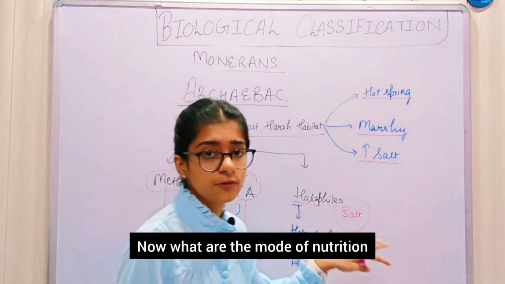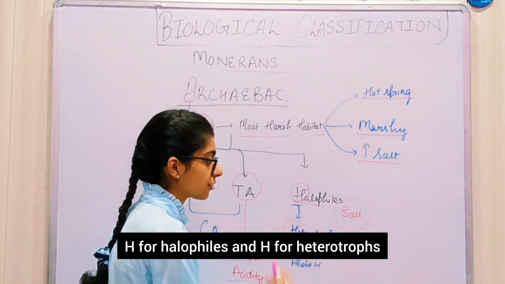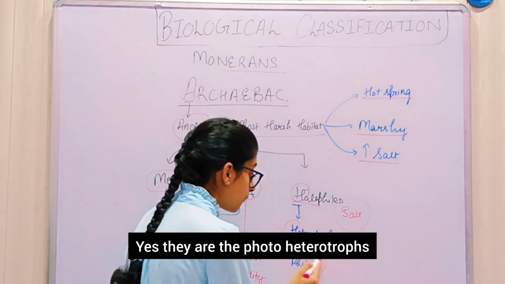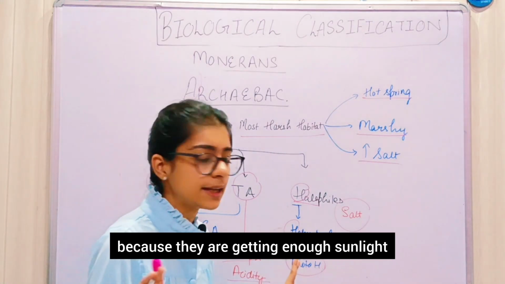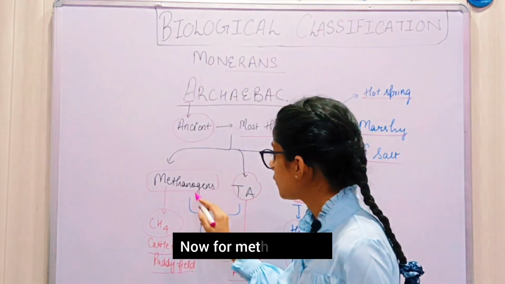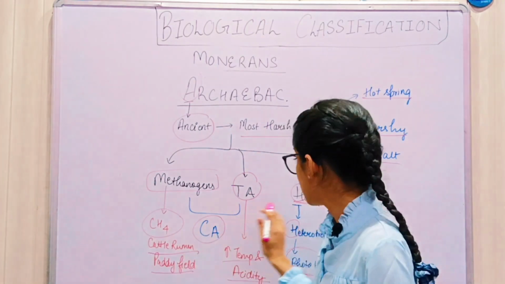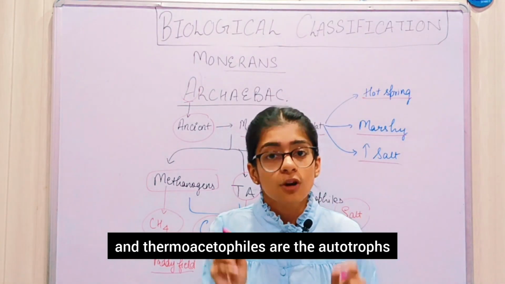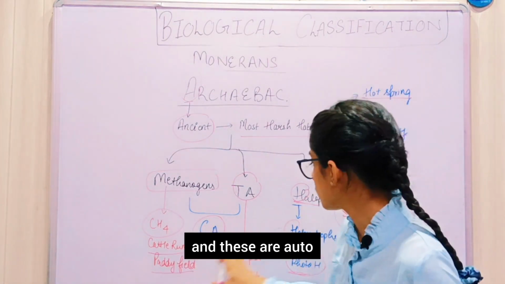Now, what is the mode of nutrition? For the mode of nutrition we can say H for halophiles and H for heterotrophs. And heterotroph, which type, photo or chemo? Yes, they are photoheterotrophs, right? Because halophiles are getting enough sunlight, so photoheterotrophs. Now, methanogens and thermoacidophiles are chemoautotrophs. Only the halophiles are heterotrophs, but the methanogens and thermoacidophiles are autotrophs. And which type? Yes, chemo. So this is chemo and this is photo, and these are auto and these are hetero.